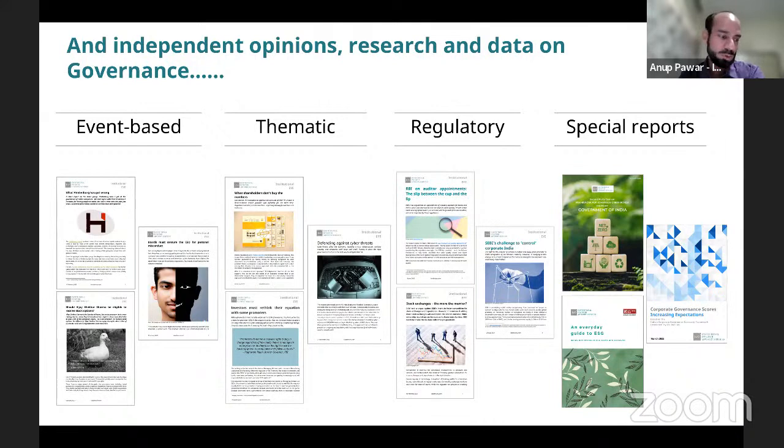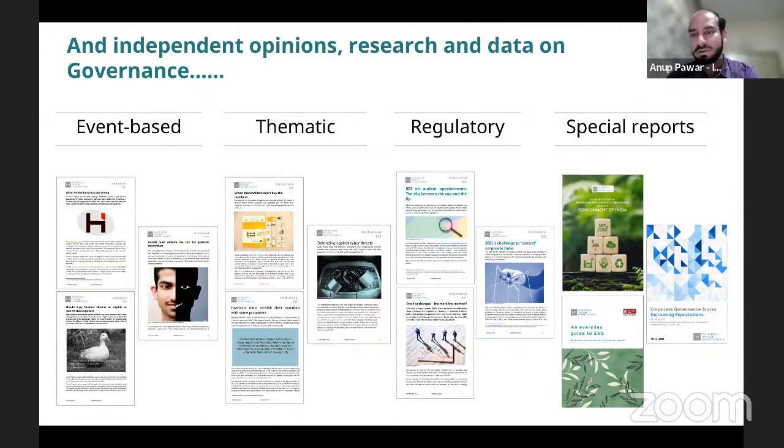So we make it a point to do a lot of research. We churn out a lot of research every year. You can have event-based research. With the Adani Hindenburg issue that happened, we put out a paper. There are certain specific themes that we do research on regularly, remuneration being a very important one of them. Any kind of regulatory changes that are coming in, we put out our opinions. And these special reports, which maybe I'll come to in a lot more detail subsequently.